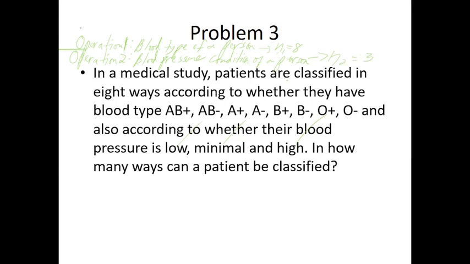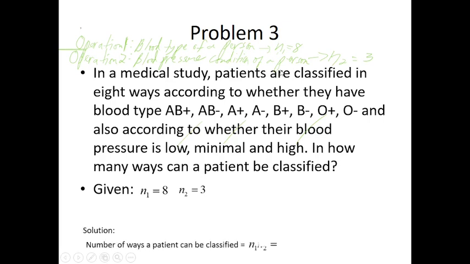So in how many ways can a patient be classified? So 24, simply as that. Now, 8 times 3, we get 24. So I hope you get it.